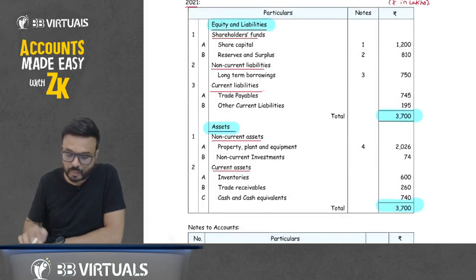Now what is this note? When they say note 1, 2, 3, 4, they have given notes for share capital, reserve and surplus, long-term borrowing and property, plant and equipment. Note means there is some detailed information. Here you can see share capital is 1200, but the detailed information of this 1200 is given in note 1.